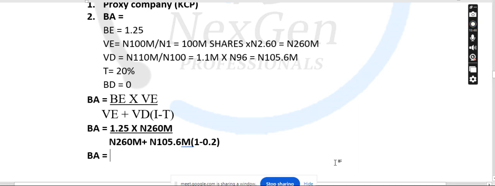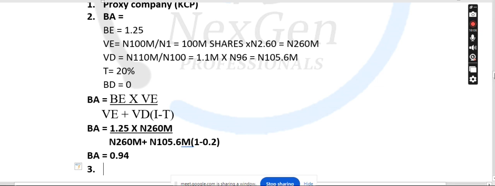325. Denominator. No, give me the denominator, the final figure. 0.94. That is the asset beta. So step 3, sorry.